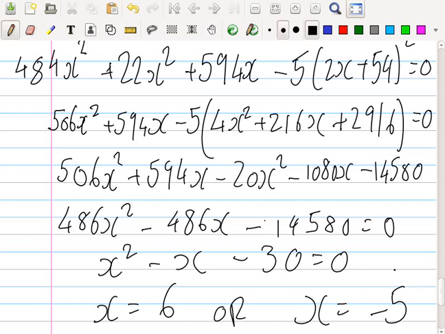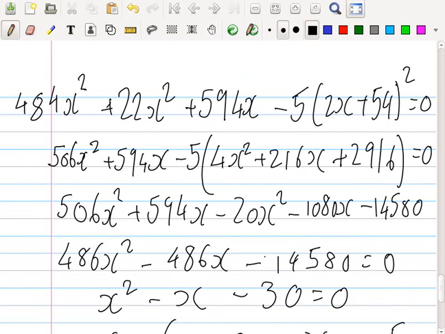I know it looks complicated, it looks big, it looks messy, but I'm not really doing anything complicated there. It's just lots of things that need to be added together and multiplied out. All that's really happened is that I've just expanded this, multiplied it by 5, and then grouped terms together, and then divided by 486 to simplify it.